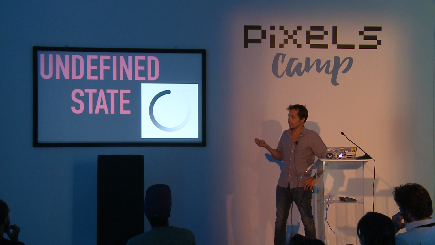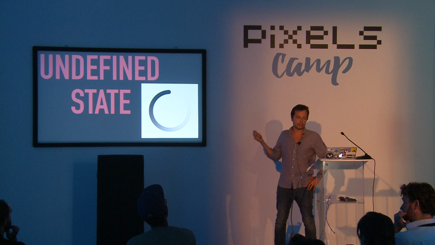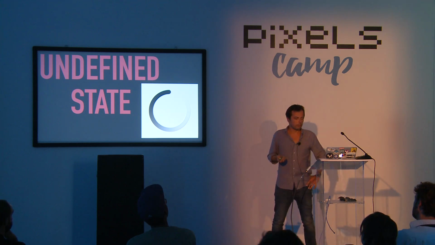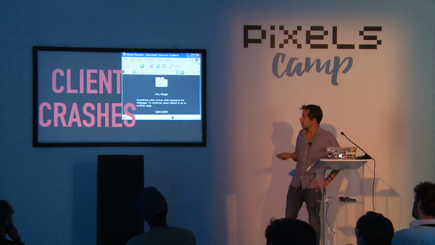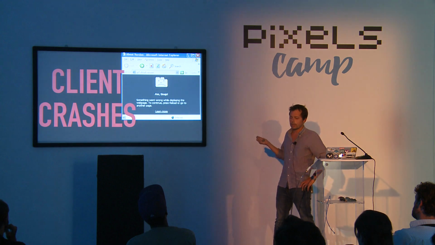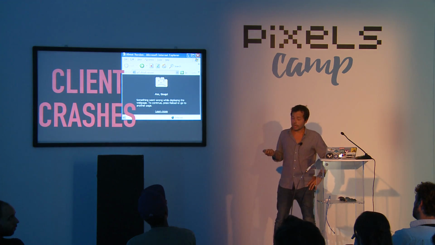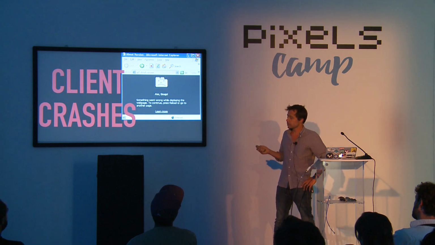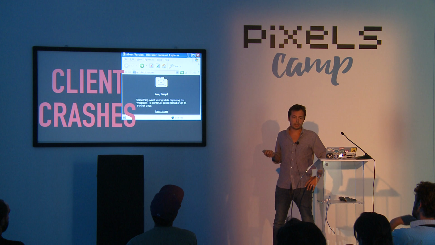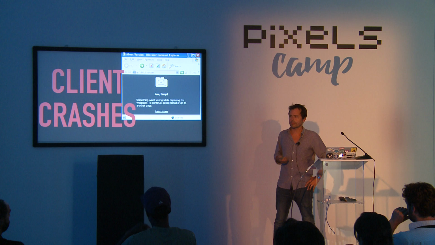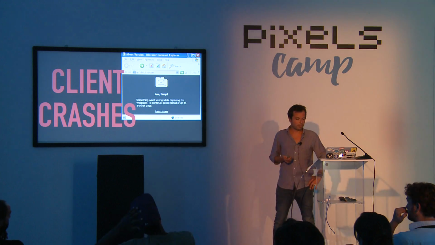The other one is the undefined state. So you may have a spinner that spins indefinitely. It doesn't recover from a lost connection, for instance, or client crashes. You may have a mobile phone, for instance, and you run out of battery while you're doing a transaction. What happens to that transaction? What's the state of that transaction? How can you recover from that? How do you know the state of the transaction you were performing?